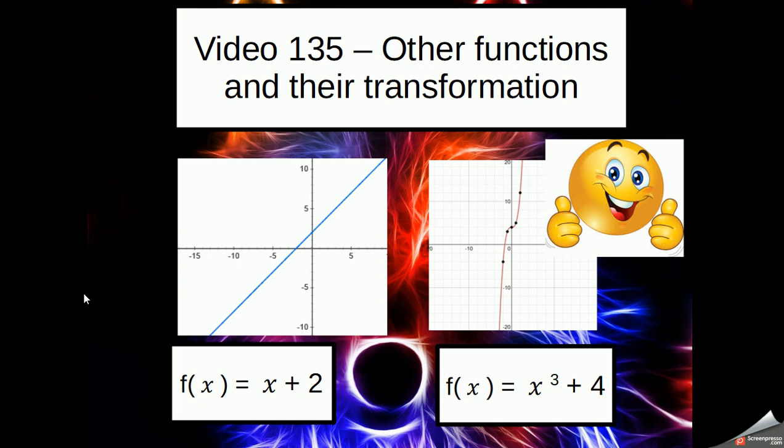So the things that we do to a parabola curve will have the same effect on other curves such as linear and cubic. We have to be able to recognize and plot transformations with linear, parabola, and the sine and cosine graphs.